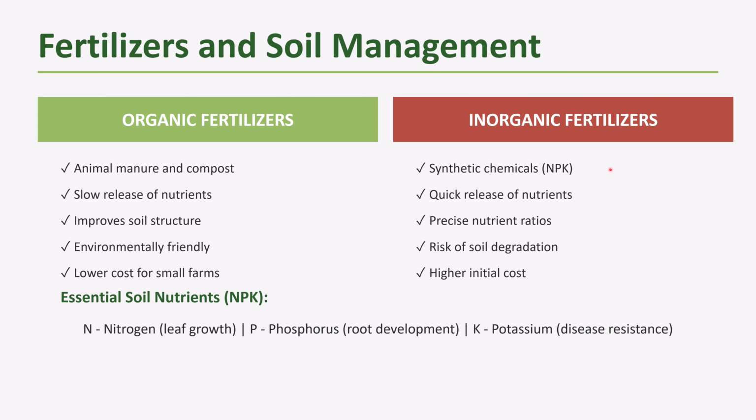Their main advantage is precision. Farmers can apply precise nutrient ratios tailored to a specific crop's needs. However, there are significant downsides. They come with a higher initial cost and, if overused, carry a high risk of soil degradation and water pollution through runoff. Here are the key points. Synthetic chemicals, NPK: nitrogen, phosphorus and potassium, quick release of nutrients, precise nutrient ratios, risk of soil degradation, higher initial cost.